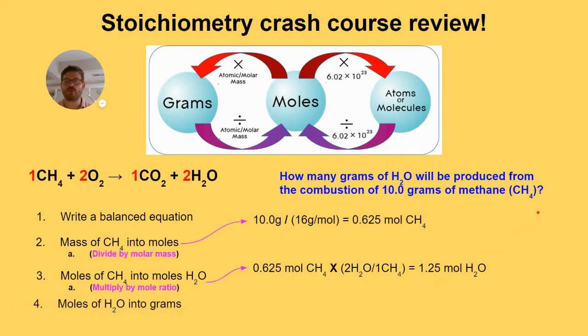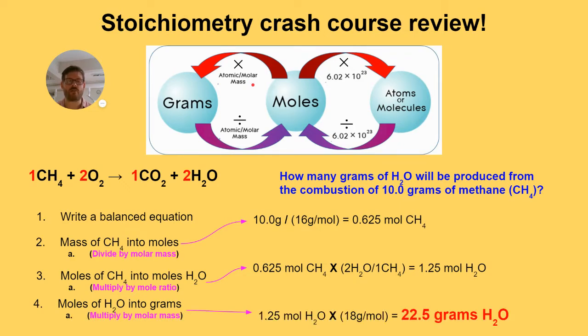Finally, we want to turn the moles of water into grams, and in order to do that, we want to multiply it by the molar mass. This time the molar mass of water, which happens to be 18 grams per mole, for a final answer of 22.5 grams of water. Hopefully this is just review for you and you already know what I'm doing here.